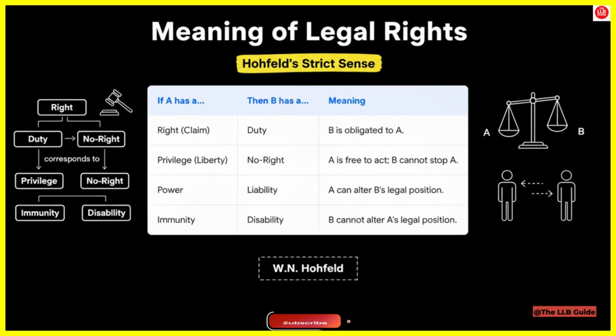Let's quickly walk through this because it really clarifies things. In Hohfeld's very strict sense, a right or a claim in person A always corresponds to a duty in person B. Makes sense. Now, a privilege or liberty in person A corresponds to a no right in B, meaning B has no legal basis to stop A. A power in A corresponds to a liability in B, meaning A can change B's legal situation, like making a contract offer. And finally, an immunity in A corresponds to a disability in B, meaning B simply lacks the ability to change A's legal status. It's a framework that brings incredible clarity to legal thinking.